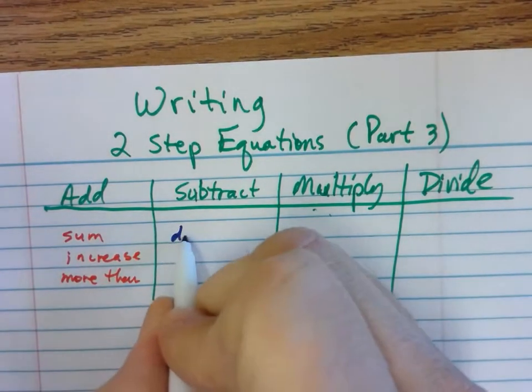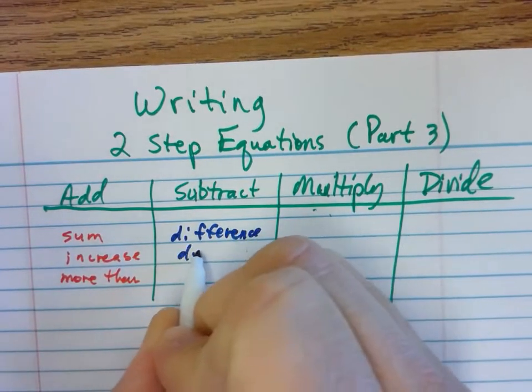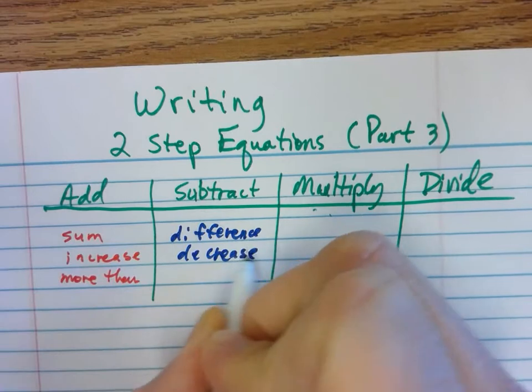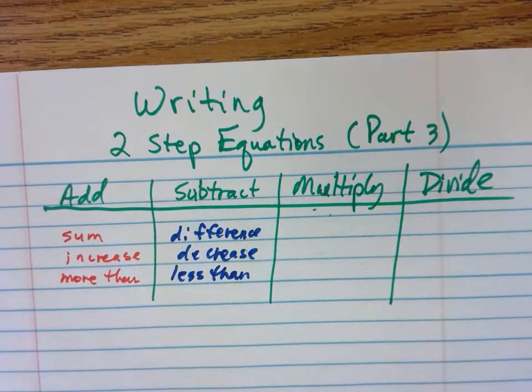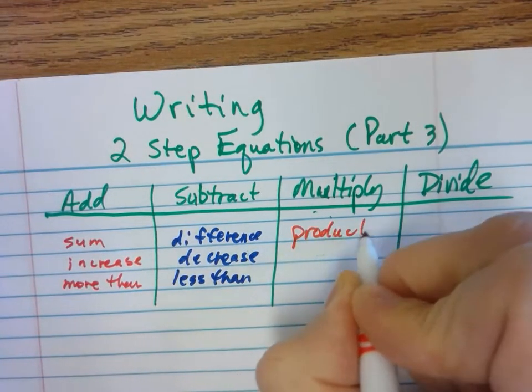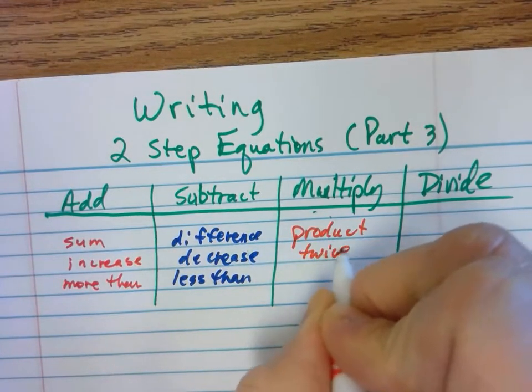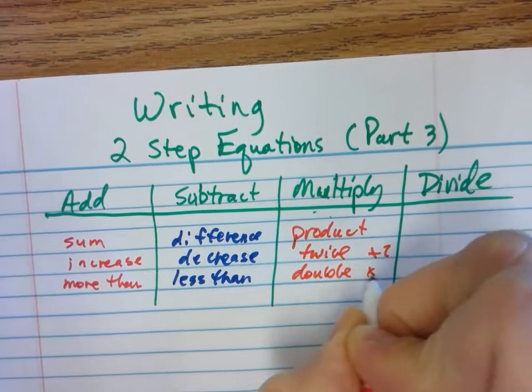Alright, subtract words. This good subtract word is difference. Decrease. Less than. So there are some good subtract words. Let's go over here to some multiply words. Product, twice, double, stuff like that. Product is definitely a multiply word. Twice, double, anything like that, which of course means times 2.